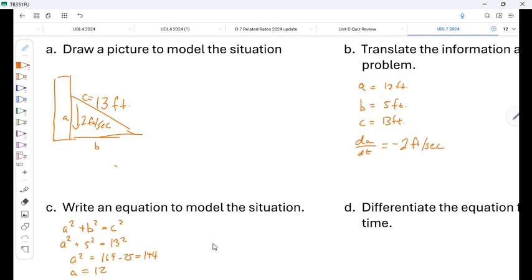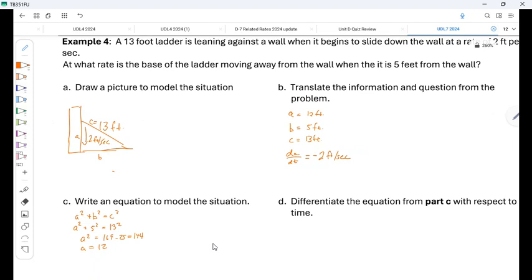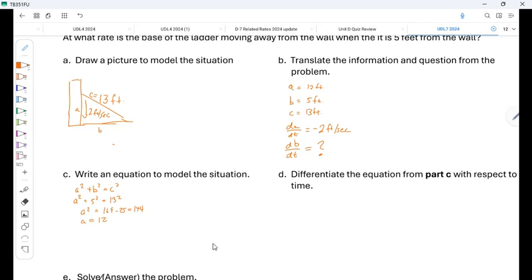And our goal is to find at what rate the base of the ladder is moving from the wall when it's 5 feet from the wall. So what are we trying to find? dB/dt, equals question mark. That is our goal.